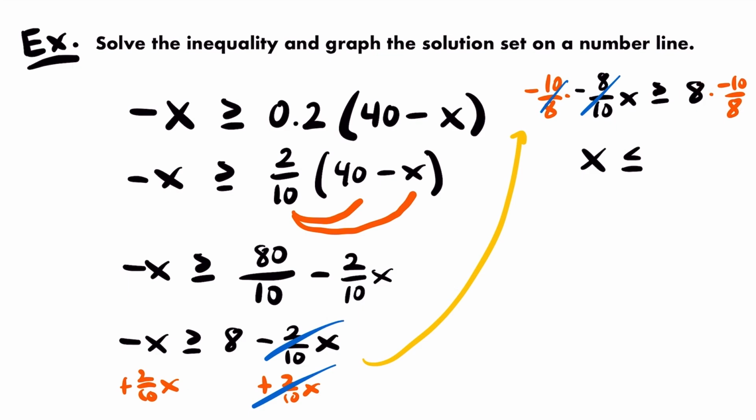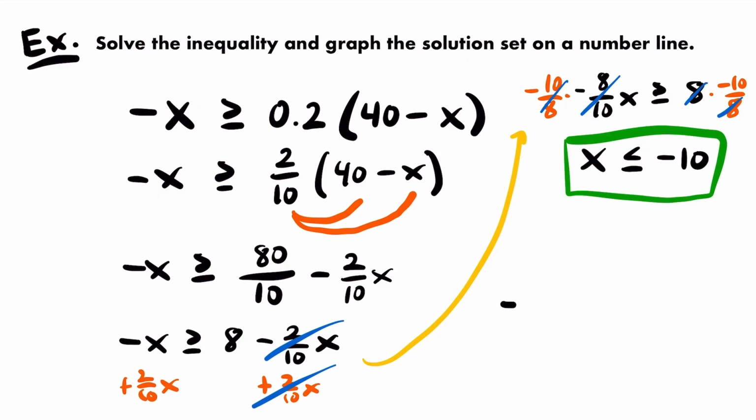Okay, and so we have 8 times negative 10 divided by 8, or really you could just cancel out those 8's, because 8 divided by 8 is 1. So you'd have 1 times negative 10, which is just negative 10. Okay, so x less than or equal to negative 10 is a solution set for this inequality, but now let's graph it. Let's put it on a number line.